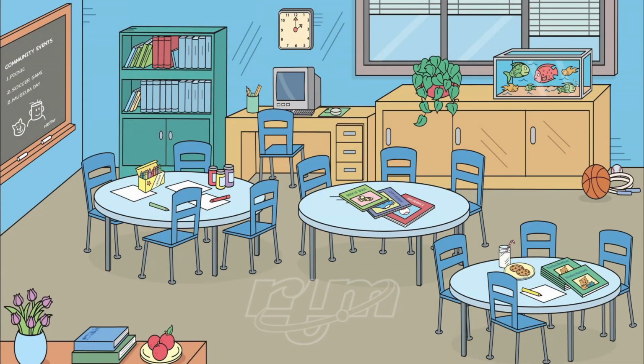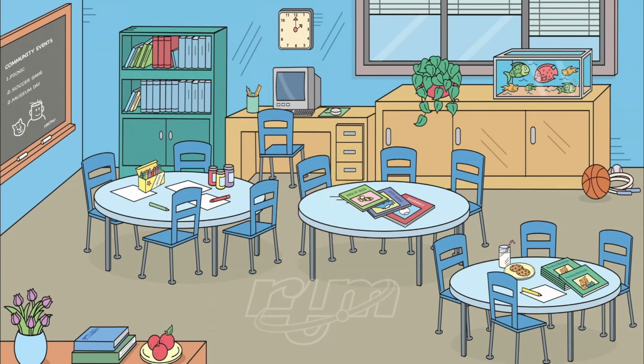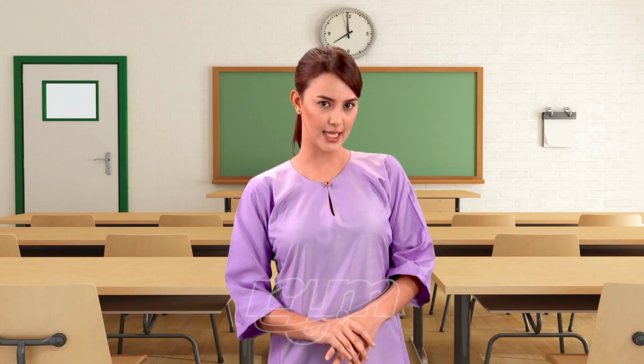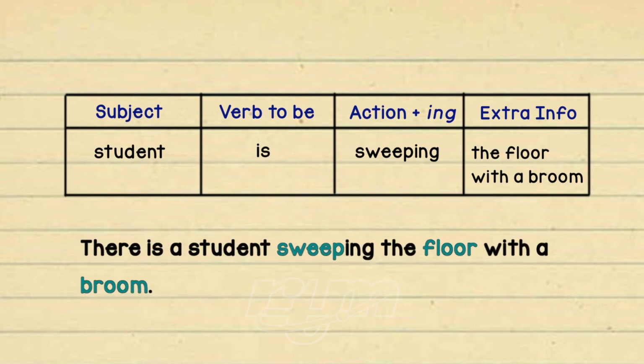Let's look at this part of the picture. What do you see? I see a student sweeping the floor. Look at your map and see what words you can use to construct sentences. In my mind map, I have the words sweep, floor, and broom. So I can write my sentence like this. There is a student sweeping the floor with a broom.